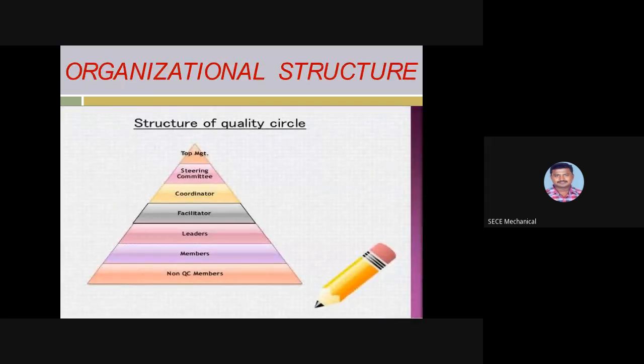Okay, the main characteristics of quality circles. The optimum number of employees in any quality circle is between 6 to 10 or 6 to 12. The quality circles should have a homogeneous group, where participant members must be from within the same department or work area.